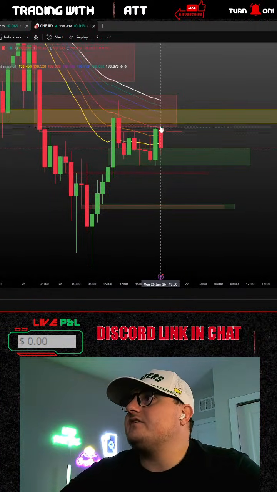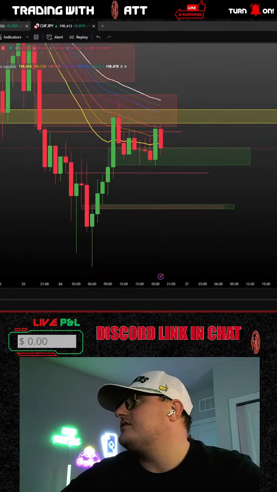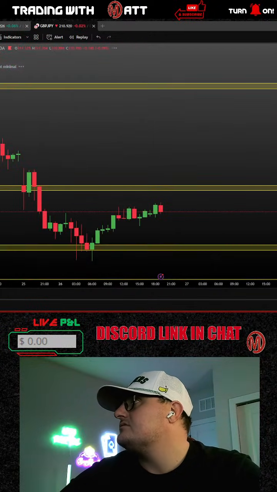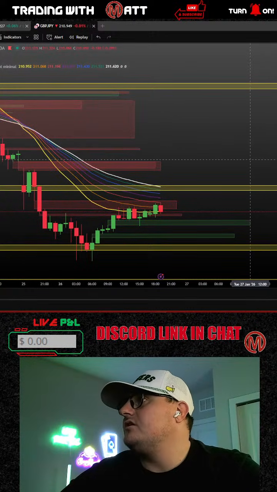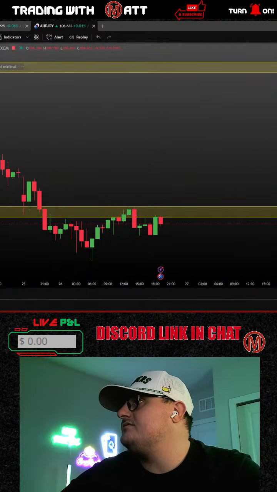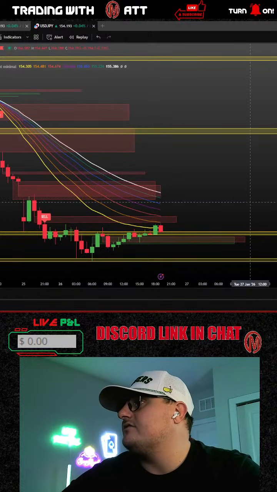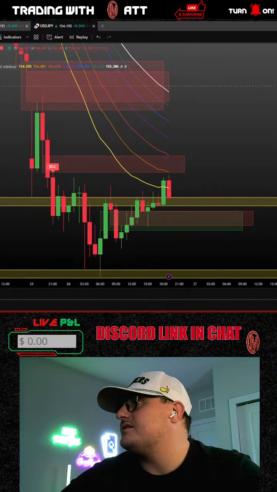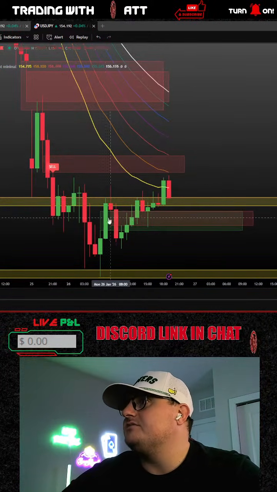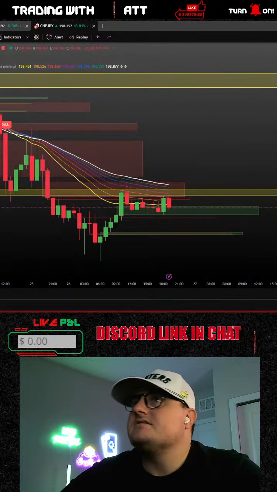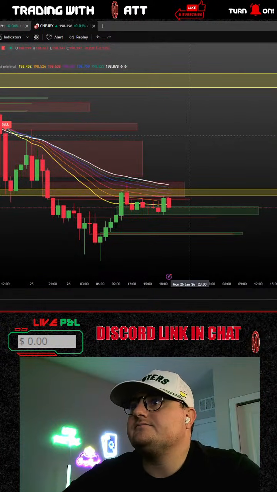Yeah, this 1-hour fair value, you're caught in between two fair value gaps on almost all these JPY pairs. GJ, AUD JPY, and USD JPY, they're all in between fair value gaps right now. Like right in between them. CHF JPY.